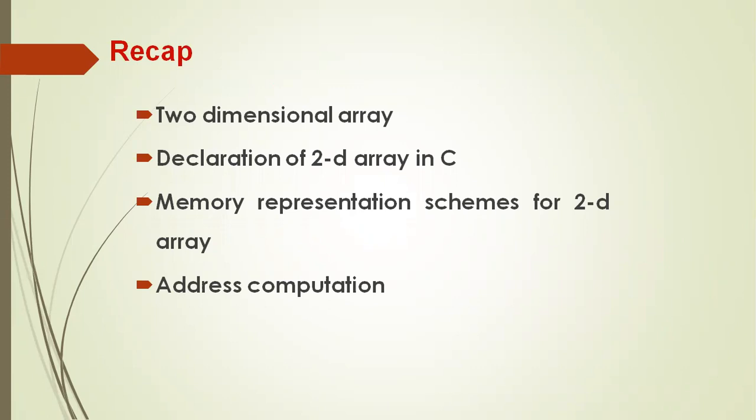And we also studied how the address of the ijth element in a two-dimensional array can be computed, both in row major ordering and column major ordering, by knowing the base address and the value of W, that denotes the data type.